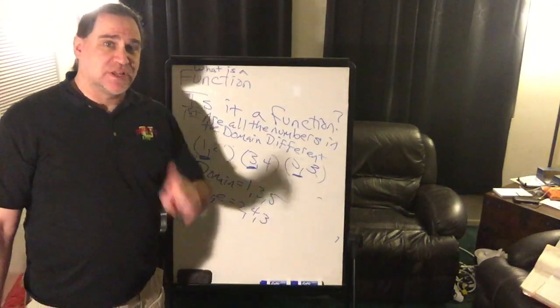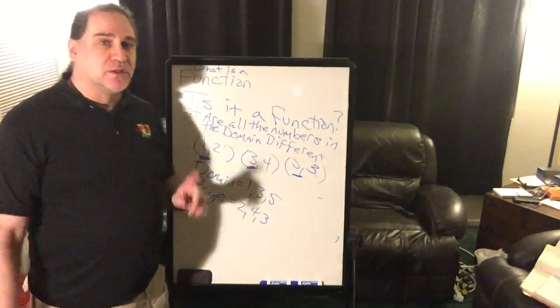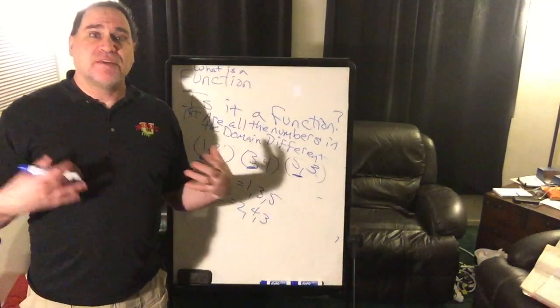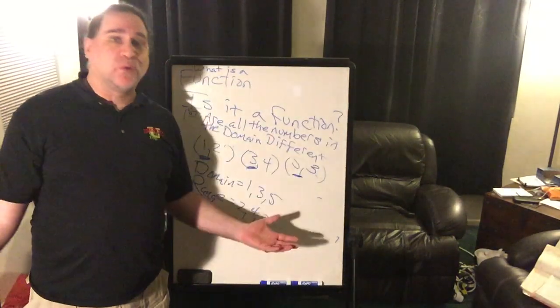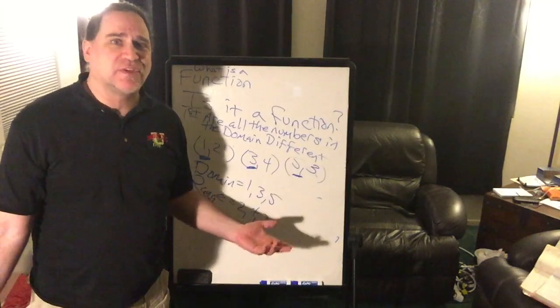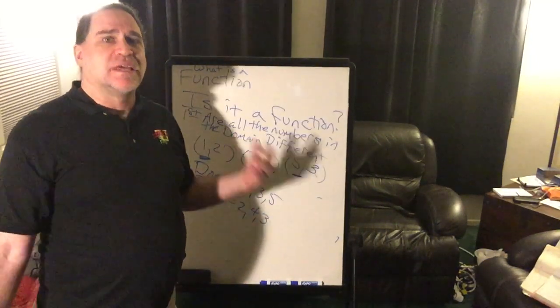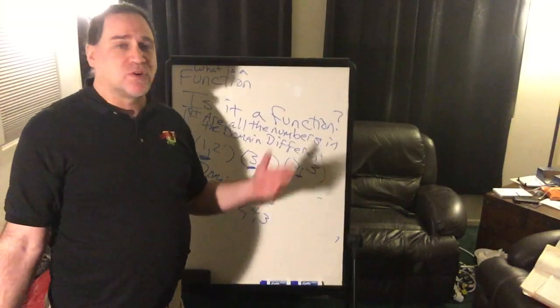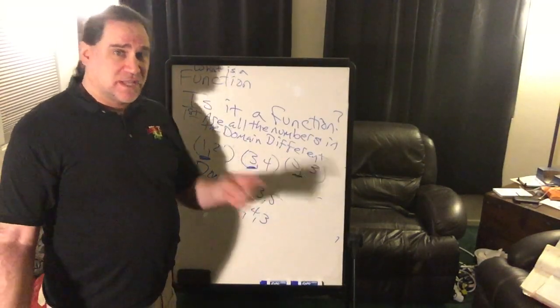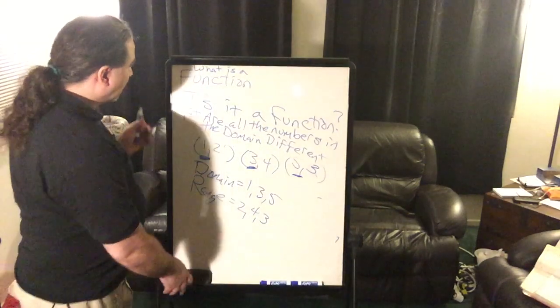Is something a function? Now that's the first way to tell. Look at the x values. That's if they're listed. If you're given a whole bunch of points, you say, well, I'm just looking to see if the domain repeats. If the domain repeats, then it's not a function. If the domains are all different, then it is a function. That's the first one.